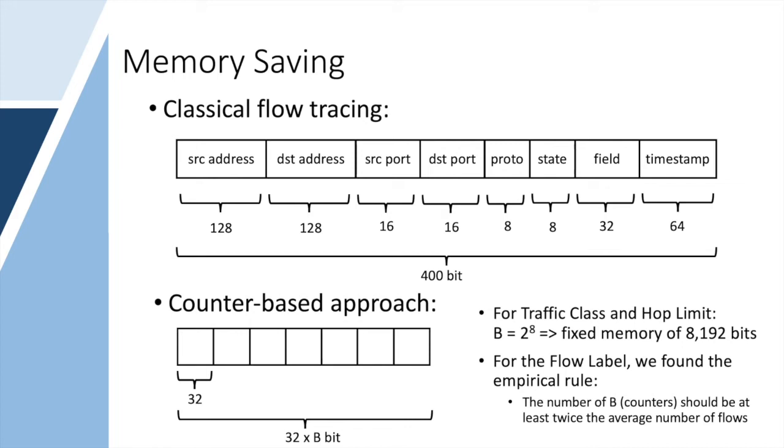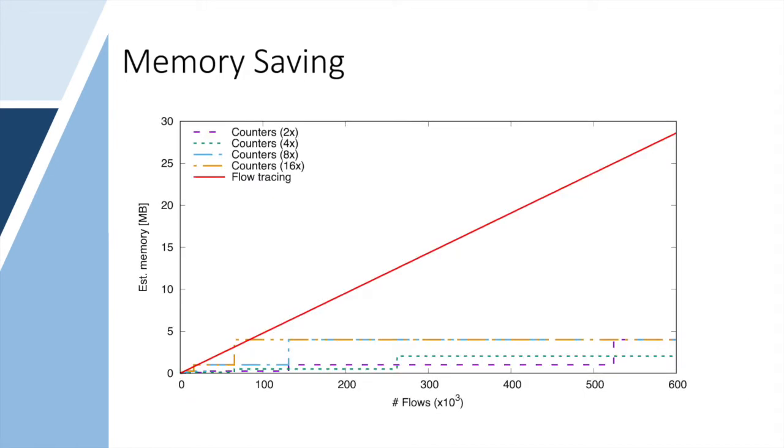In fact, for the case of traffic class and hop limit, where there are only 2 to the power of 8 possible values, and we want to inspect every value, the memory is fixed to 8,192 bits. Instead, for the flow label, we empirically found the rule that the number of B, or counters, should be at least twice the average number of flows. This results in a really bounded memory.